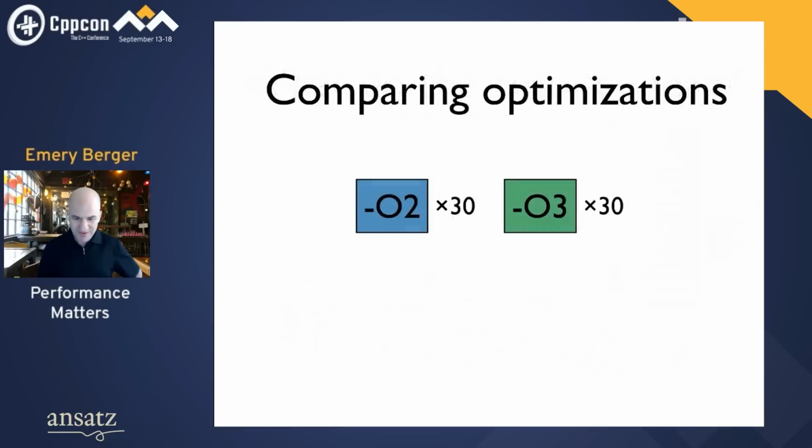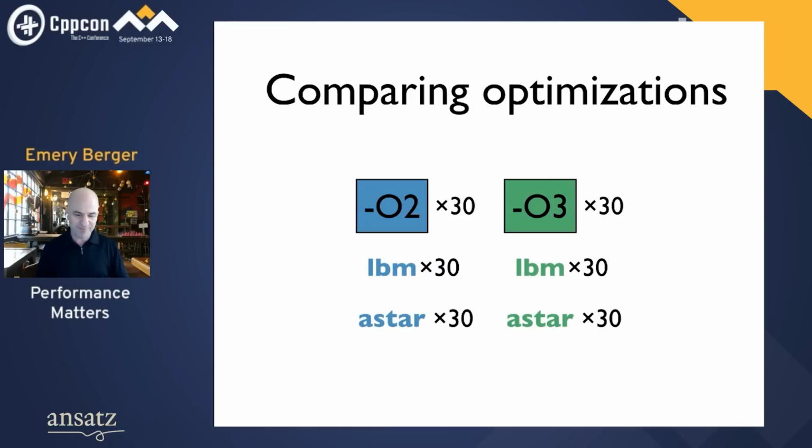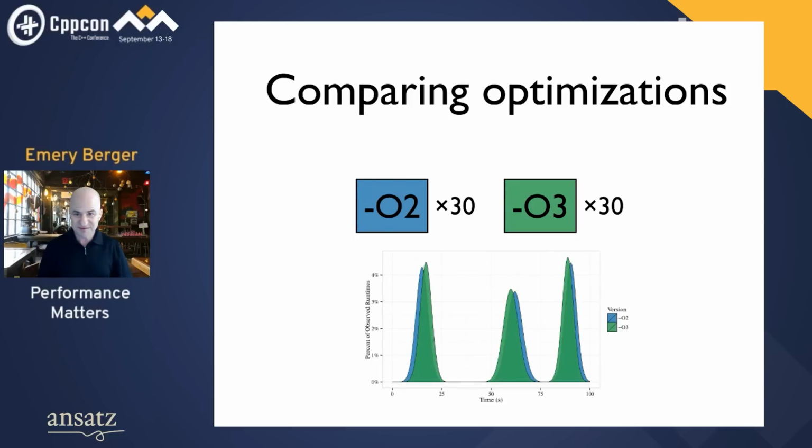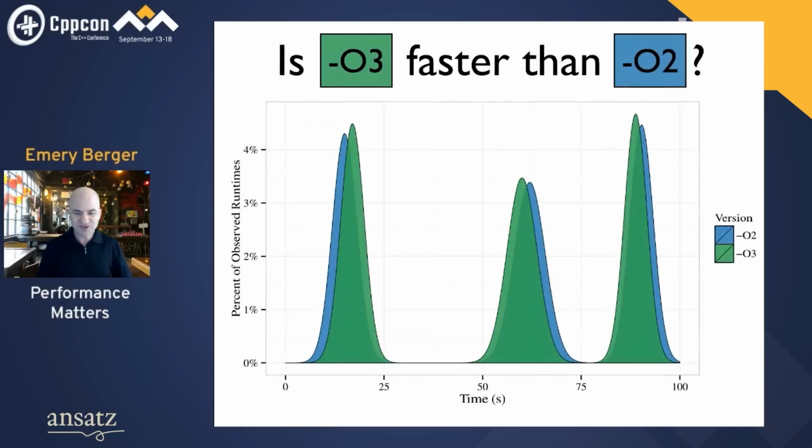The thing is that those results that I just talked about are about individual benchmarks. We really want to be able to say something about all of the benchmarks at the same time, right? So we run this benchmark and that benchmark and those benchmarks, and we get a bunch of graphs. Some are faster, some are slower. And the question we wanted to ask was, is -O3 faster than -O2? Is there a statistically significant difference?